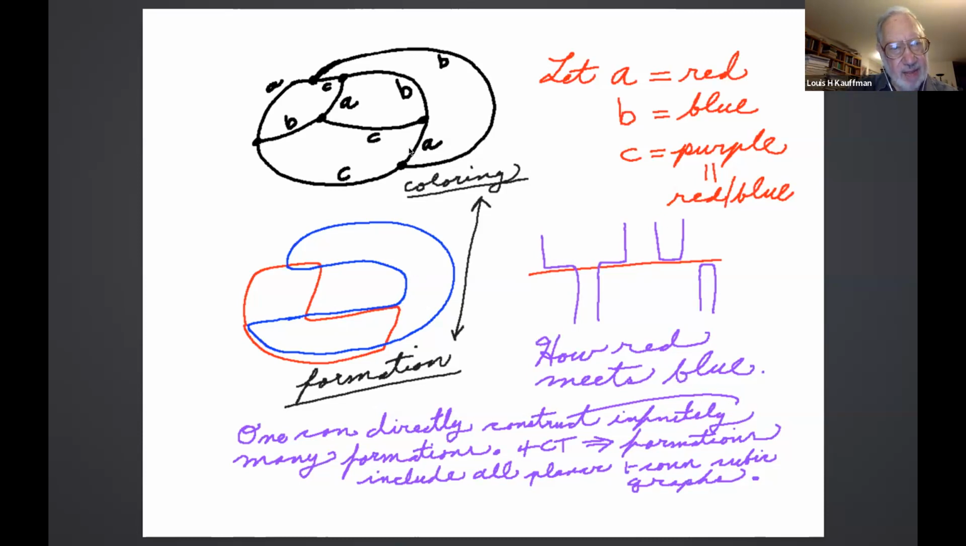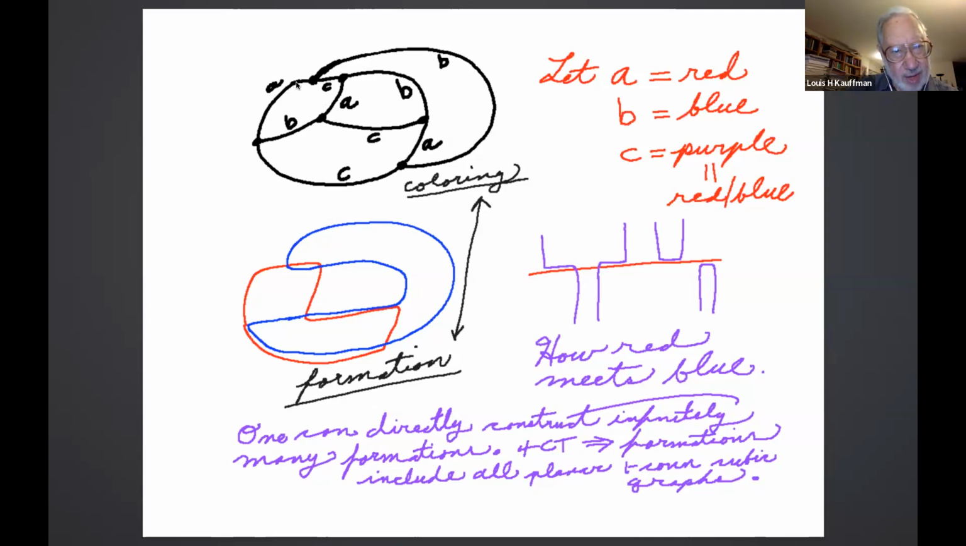You see that if you had a formation, then you get a graph, because a formation actually designates a collection of edges, some of which are colored red-blue, which we'll call purple, and some are colored red and some are colored blue. So if we take up here, A is red, B is blue, and C is purple, then I have drawn circuits on this coloring to obtain the formation.